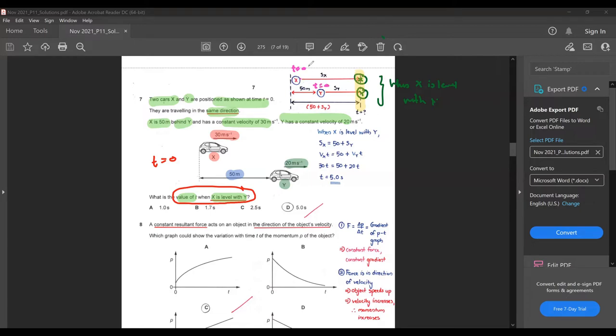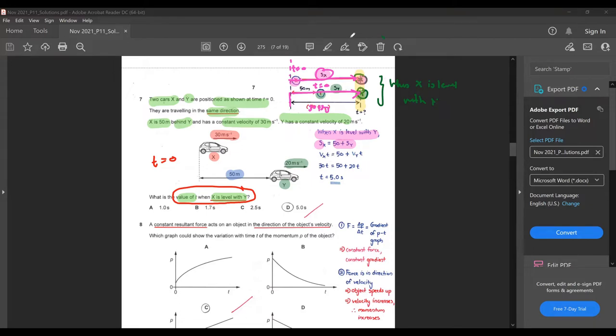Now, after time t, x would have traveled a distance of sx to this point. And then after time t, y will have traveled a distance of sy to this point, okay? If I start measuring the distances, from here to here, this one is sx, but from here to here, this one is actually 50 plus sy. So when x is level with y, you can say that sx equals 50 plus sy.